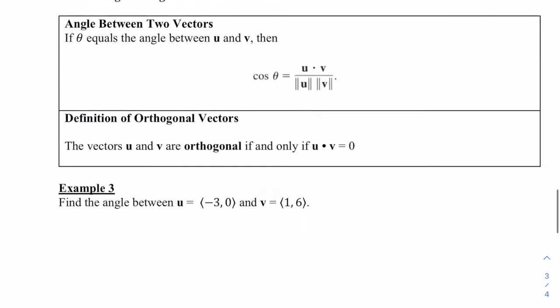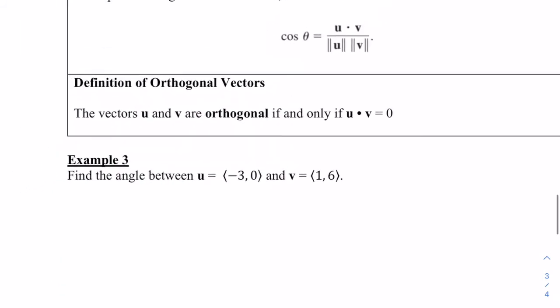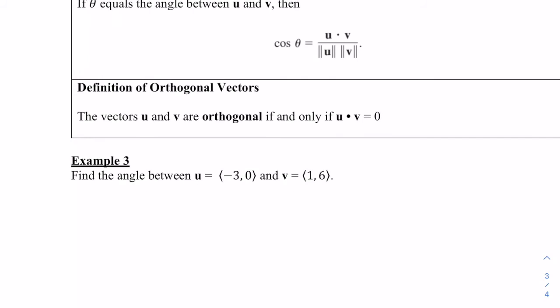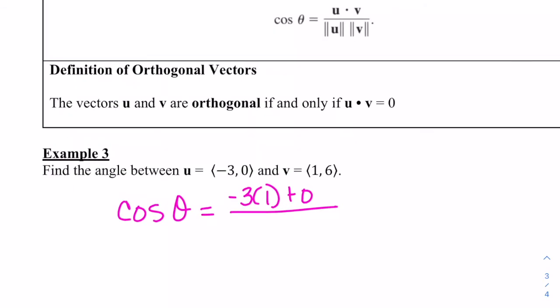So here we want to find this angle. The vectors are u = <-3, 0> and v = <1, 6>. If we find the dot product, that's just going to be -3 times 1 plus 0. And then the magnitude: remember, we're looking at the horizontal component squared plus the vertical component squared, and the square root of that sum. So this will just be 9, which is the square root of 9, or 3.